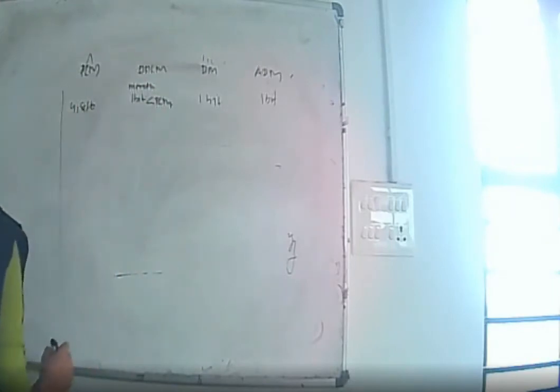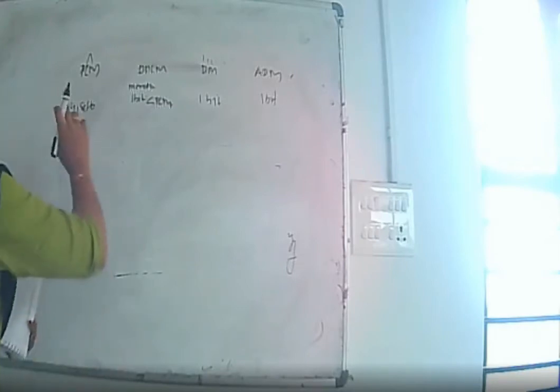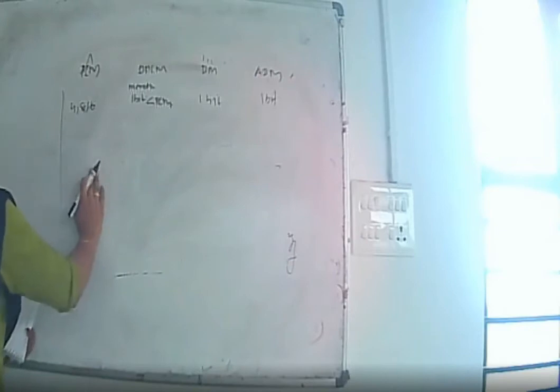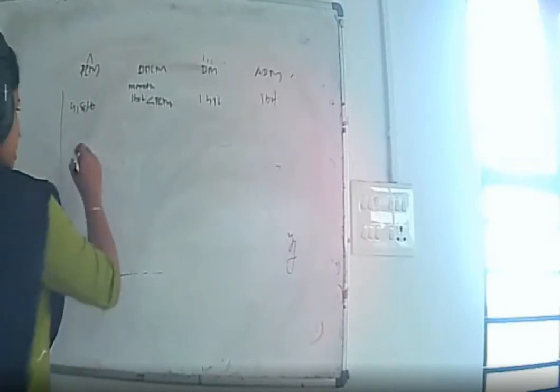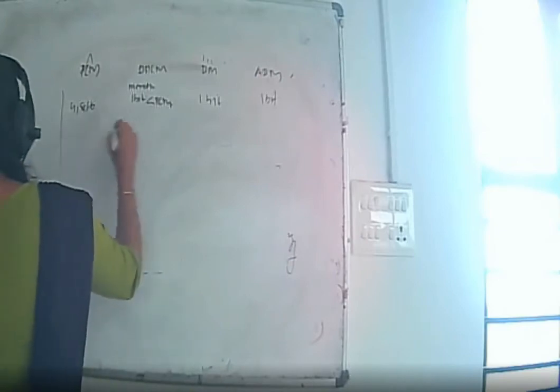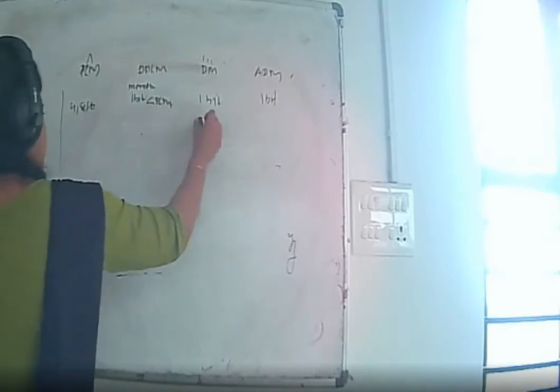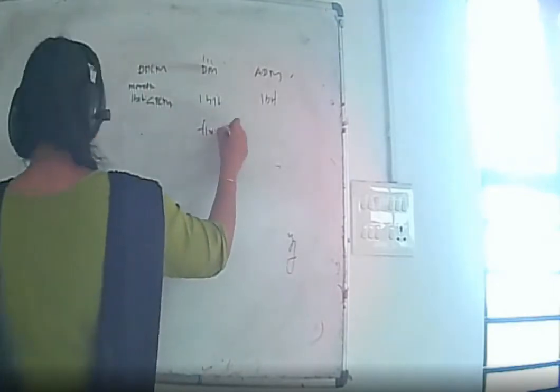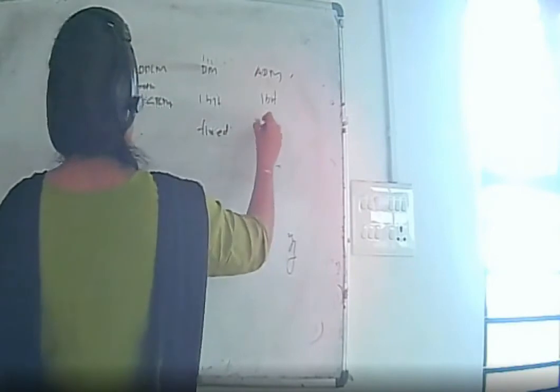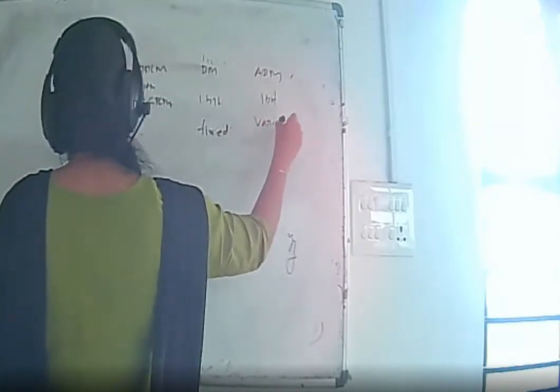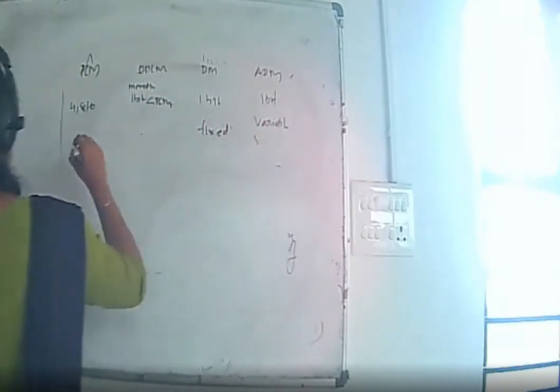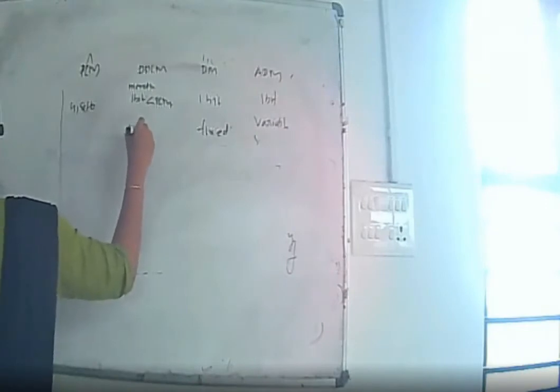And next is the number of levels and step size. Here the number of levels depends upon the number of bits. The step size is fixed in DM. In ADM we have a variable step size. Here we have a fixed number of levels.